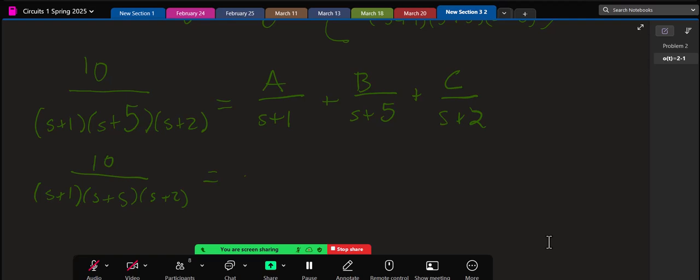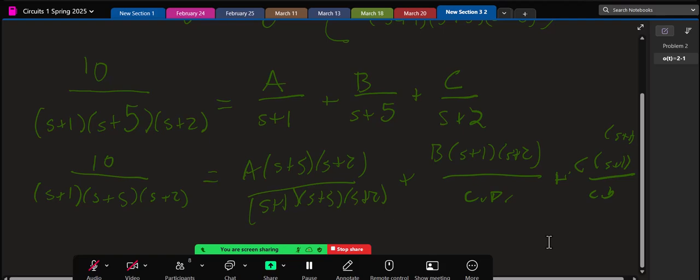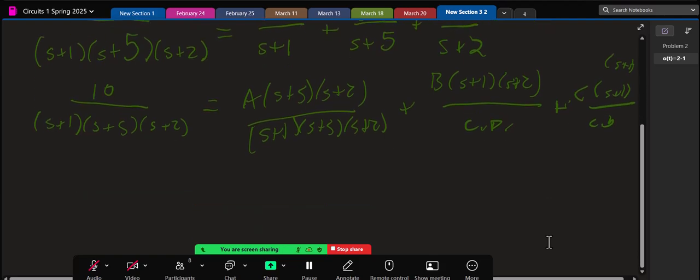Okay, so I get a common denominator. So this is A times S plus 5 times S plus 2 over S plus 1, S plus 5, S plus 2, plus B times S plus 1 times S plus 2 over my common denominator, plus C times S plus 1 times S plus 5 over my common denominator. So now that I have a common denominator, I can multiply through by the common denominator and it goes away.